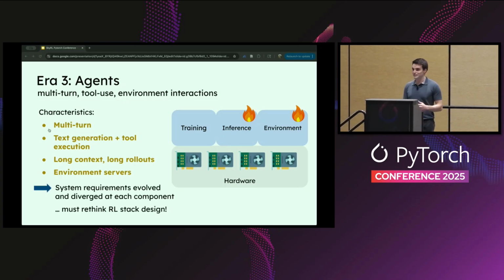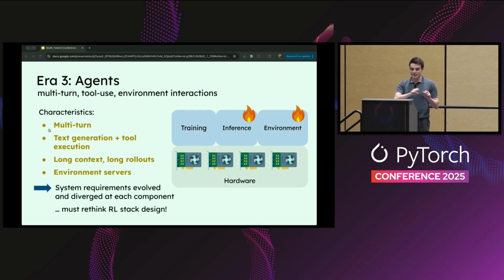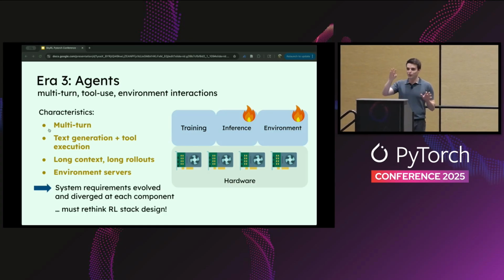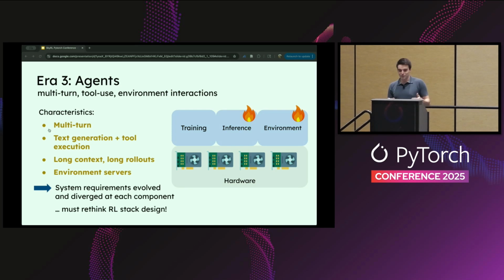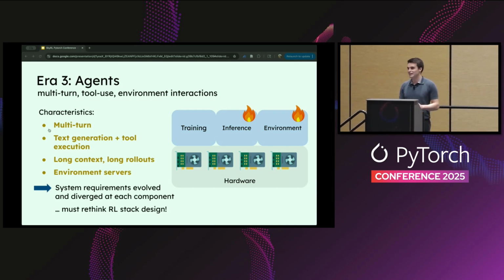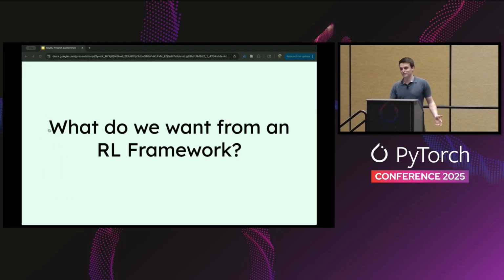And so really what this means is, as we've walked through these three eras, the system requirements have evolved and diverged pretty significantly from where we started. And so now it's time to start rethinking the RL stack design instead of sticking with this tightly co-located coupled setup. So what do we want from our RL framework?